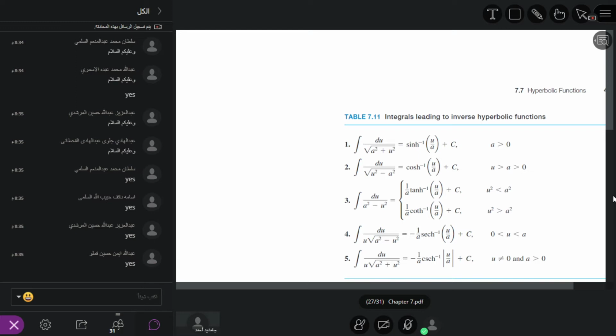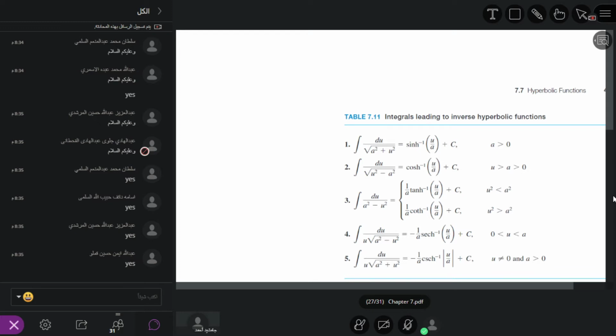Now I give an example of this. We have to evaluate the integral of 2 dx divided by square root of 3 plus 4x square. We solve it by the substitution method.